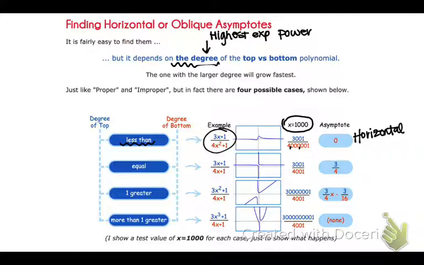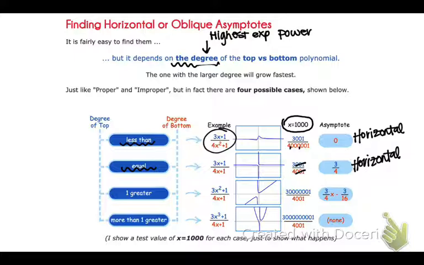This next one, so say, well, what if the degree on top is equal to the degree on bottom? Well, if they're equal and we plug numbers in, we end up with about 3,000 over 4,000, which really, that's really close to 3/4. So this one will have a horizontal asymptote at 3/4.